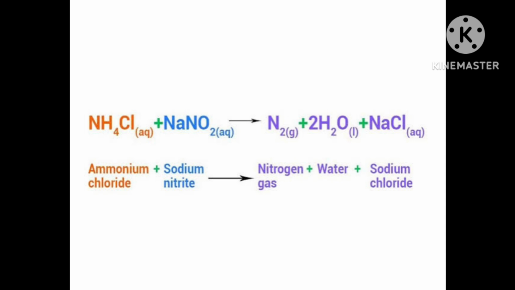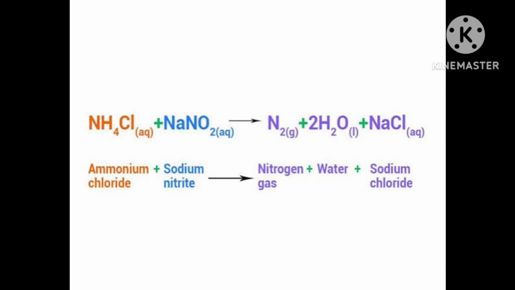Now I am telling you some uses, meaning applications. The main use of nitrogen gas is in the manufacture of ammonia and other industrial chemicals containing nitrogen, for example calcium cyanamide. This cyanamide contains nitrogen. It also finds application where an inert atmosphere is required, meaning a place where there should be no reaction.